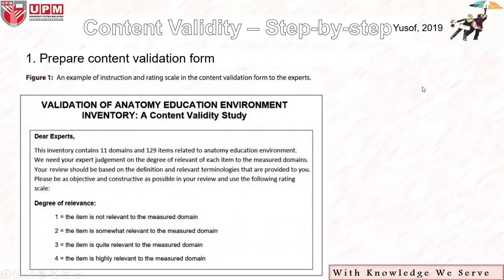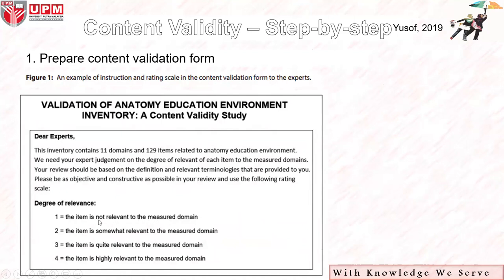Okay, so this is how we can do the content validity. So first, prepare the content validation form. This is the example. You provide the instruction, and then this is the degree of relevance I mentioned before in Excel. We provide a new scale to measure the relevancy of the item.